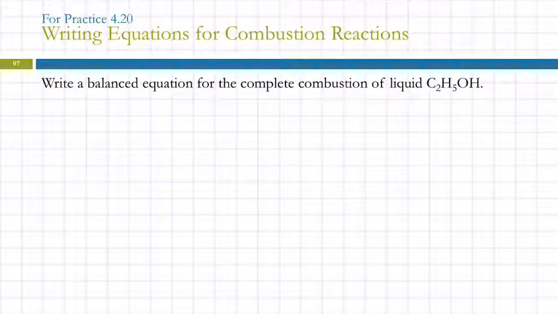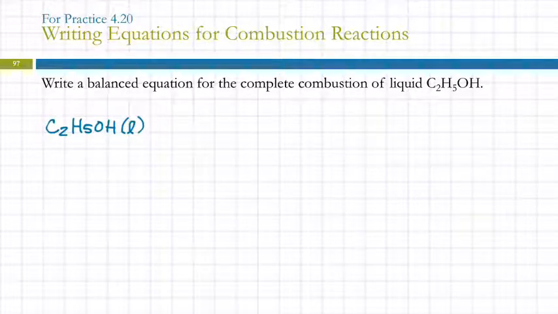Okay, so how do we do this? So we're told liquid C2H5OH. So that's a reactant. C2H5OH. They told us it's a liquid. It's actually ethanol. Combustion reaction. What's the other reactant? Oxygen. So that's going to react with oxygen, O2, because it's a diatomic element. What's the normal state of oxygen? It's a gas.